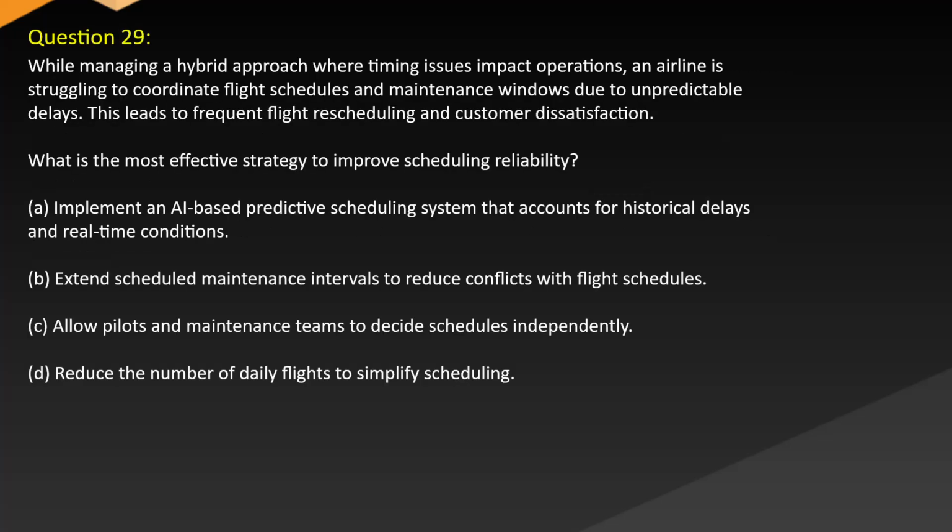Question 29. While managing a hybrid approach where timing issues impact operations, an airline is struggling to coordinate flight schedules and maintenance windows due to unpredictable delays. This leads to frequent flight rescheduling and customer dissatisfaction. What is the most effective strategy to improve scheduling reliability? A. Implement an AI-based predictive scheduling system that accounts for historical delays and real-time conditions. B. Extend scheduled maintenance intervals to reduce conflicts with flight schedules. C. Allow pilots and maintenance teams to decide schedules independently. D. Reduce the number of daily flights to simplify scheduling.